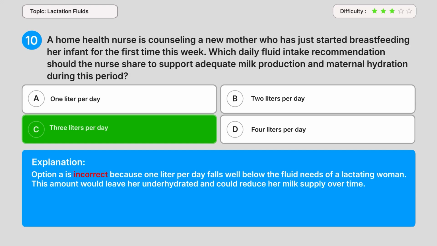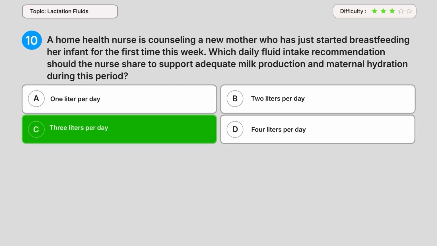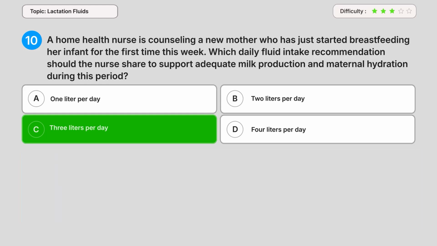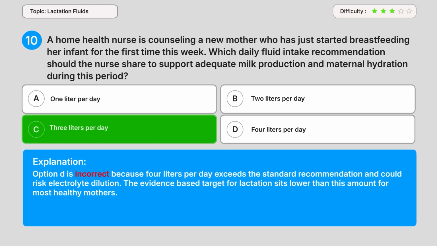Option A is incorrect because 1 litre per day falls well below the fluid needs of a lactating woman. This amount would leave her underhydrated and could reduce her milk supply over time. Option B is incorrect because 2 litres per day approaches typical adult baseline needs, but does not cover the additional fluid losses tied to active milk production during regular breastfeeding each day. Option D is incorrect because 4 litres per day exceeds the standard recommendation and could risk electrolyte dilution. The evidence-based target for lactation sits lower than this amount for most healthy mothers.